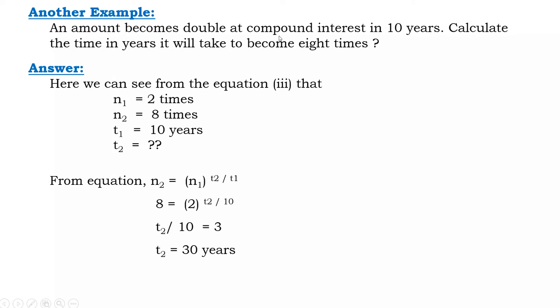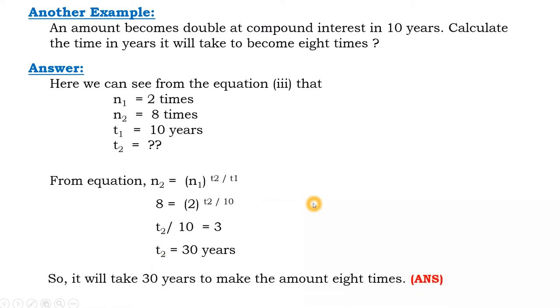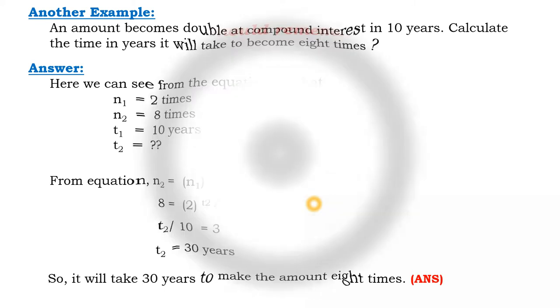For the second type of question, here is another example. An amount becomes double at compound interest in 10 years. Calculate the time in years it will take to become 8 times. So from equation 3, we get n1 is equal to 2, n2 is equal to 8, t1 is equal to 10. So t2 we have to find out. From equation 3, we get n2 is equal to n1 to the power t2 by t1. Solving this, we get t2 is equal to 30 years. So it will take 30 years to make the amount 8 times.